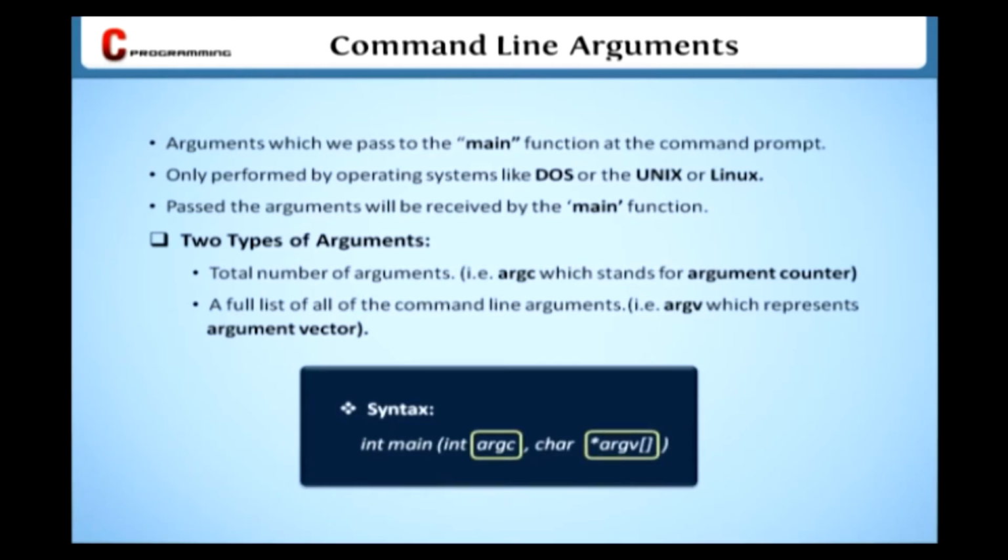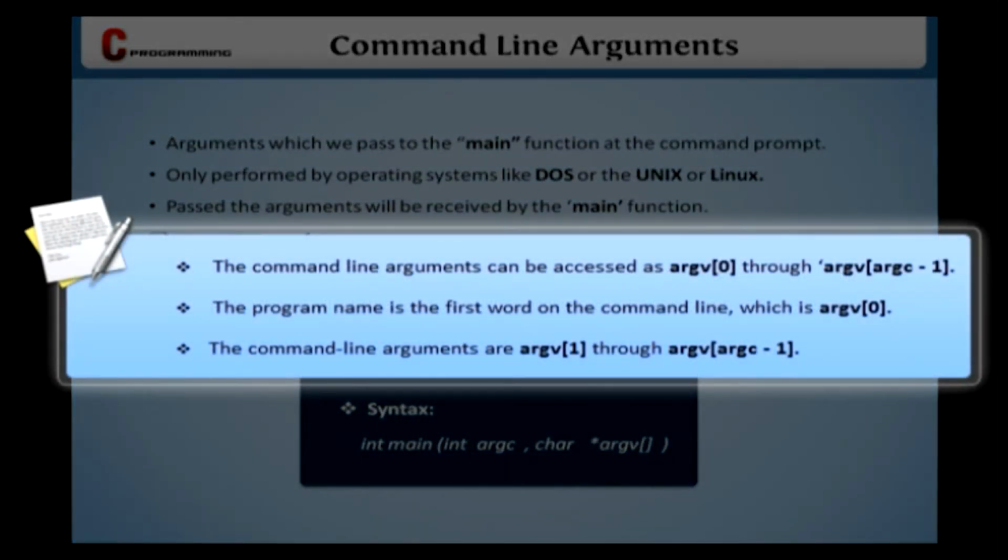The names argc and argv are usually used for the parameters, but we can use any names. The command line arguments, that is, arguments that are passed in the command line, can be accessed as argv of 0 through argv of argc minus 1. The program name is the first word on the command line, which is argv of 0. The command line arguments are argv of 1 through argv of argc minus 1.